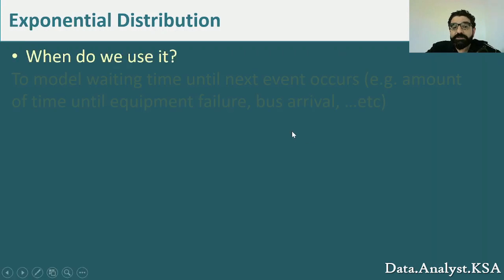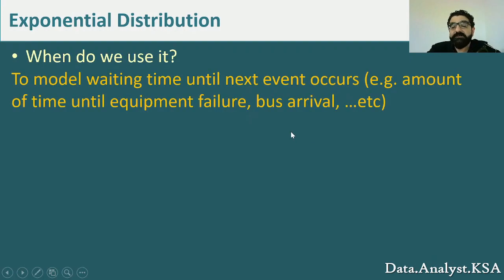So the exponential distribution, when can we use it? It's frequently used to model waiting times. So if you are trying to model waiting time until the next event occurs, for example, how much time until my phone dies or malfunctions, how much time until this machine I have in my factory fails, how much time do I have until the next bus arrives. All of this is an exponential distribution.